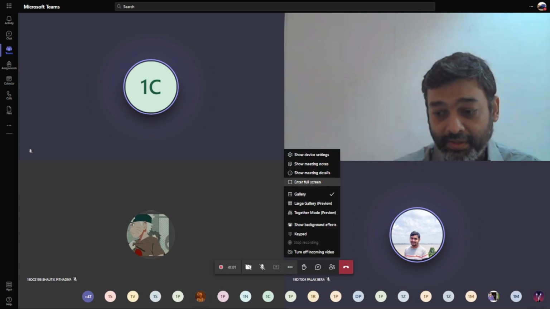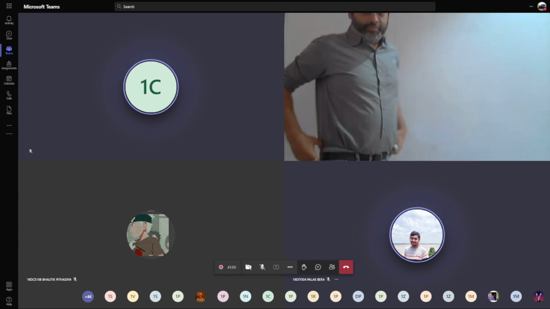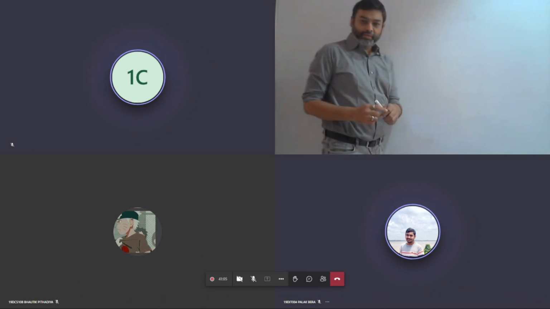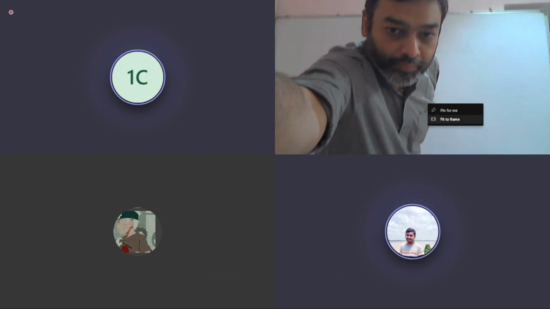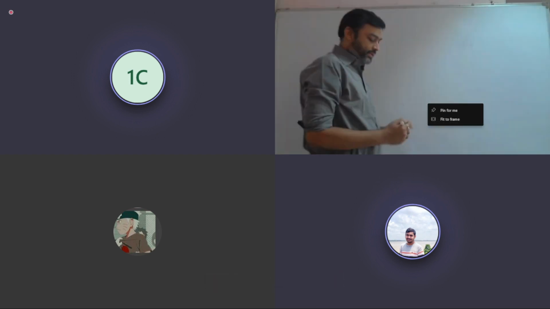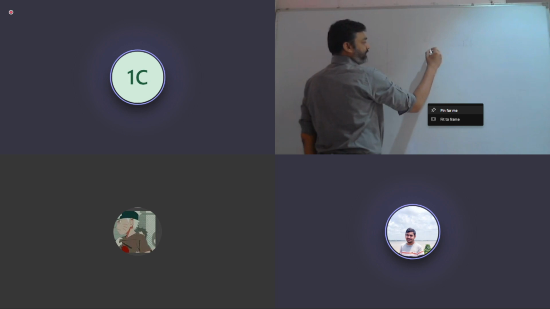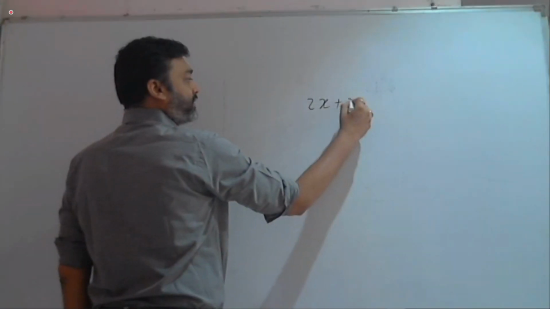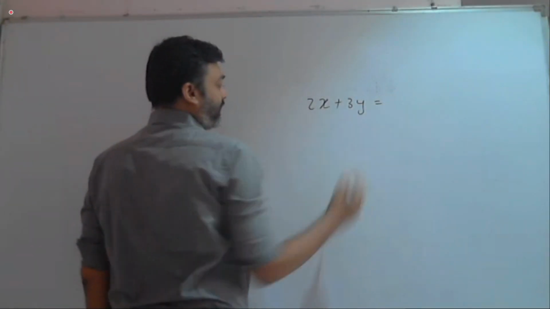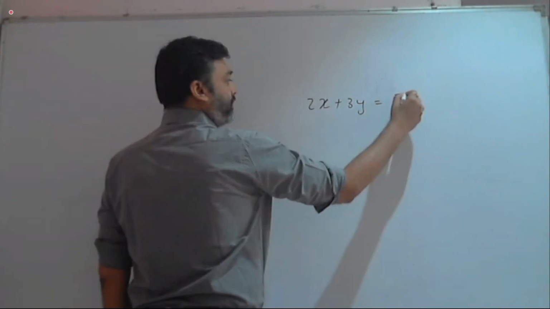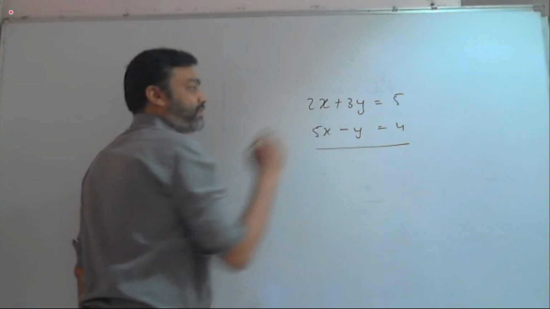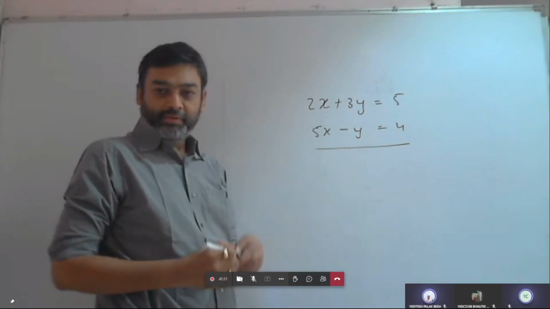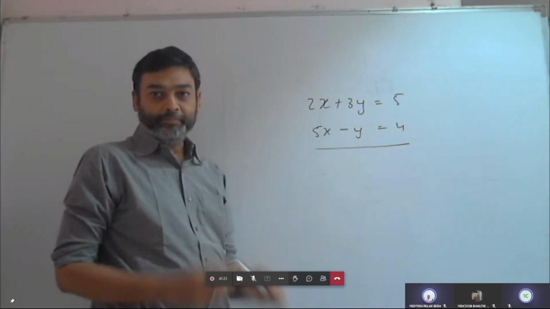So simple equation means an equation in two variables, or an equation might be in a single variable, might be anything out of these two. So I'll start with that. If somebody can answer this question: 2x plus 3y equal to 5 and 5x minus y equal to 4. Hope you can solve this. Anyone from your side?